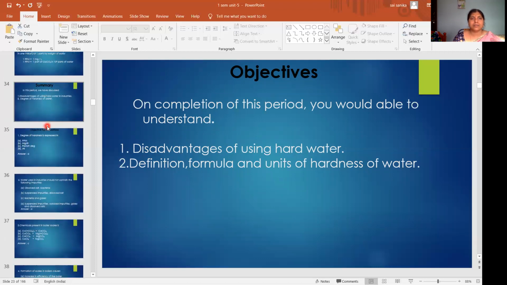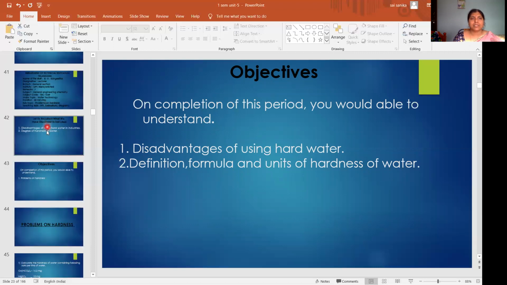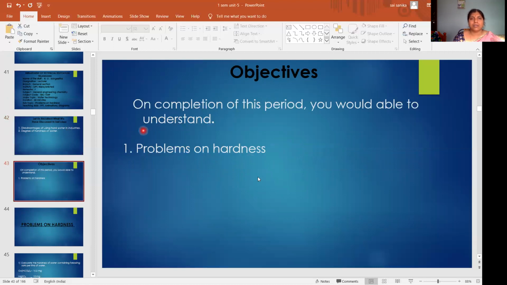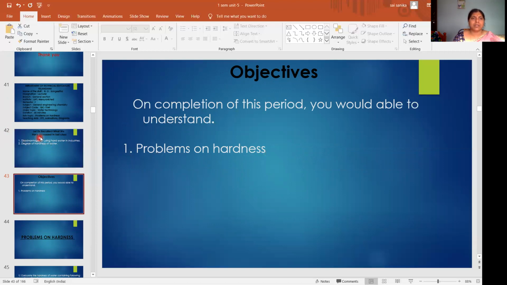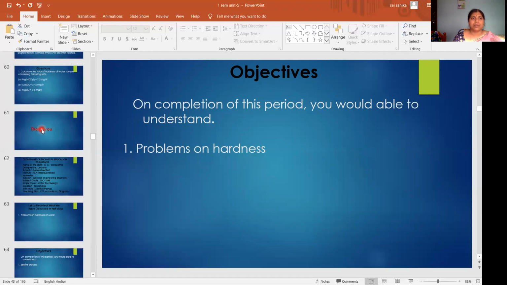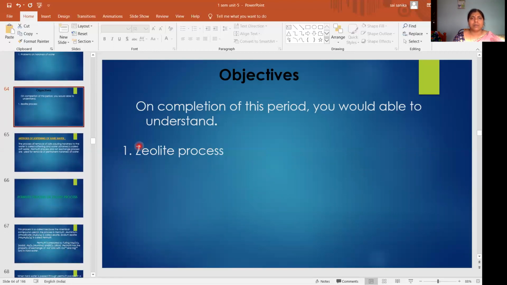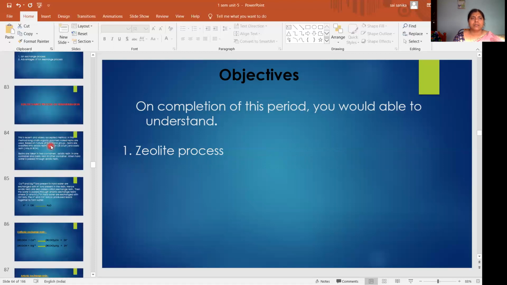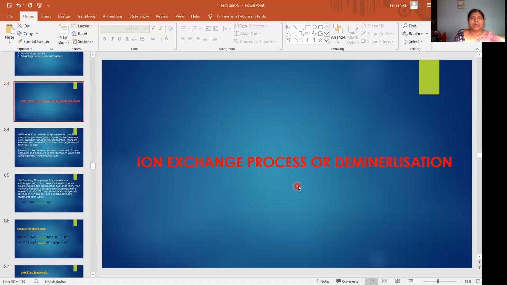Then in the next class we discussed problems on hardness. For an essay question, two or three or more salts are given. If only one salt is given, that is for a 1 mark or 3 marks question. So problems on hardness we did in one class. The next is the zeolite process in one class. These are very, very important. Then the ion exchange process in one class.